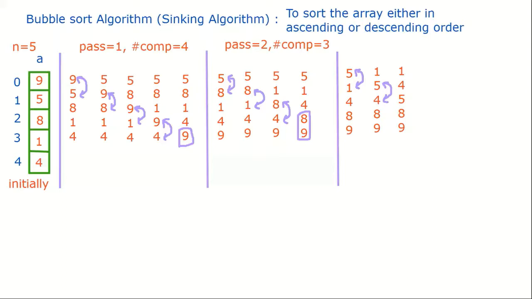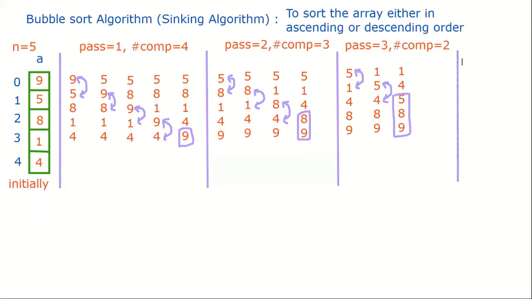Now from the representation, it is understood that the last three elements have already sunk to their positions. So in the next iteration, they do not have to be compared. So this is pass 3 and the number of comparisons is equal to 2. We have done two comparisons. Let us check out the next sequence.